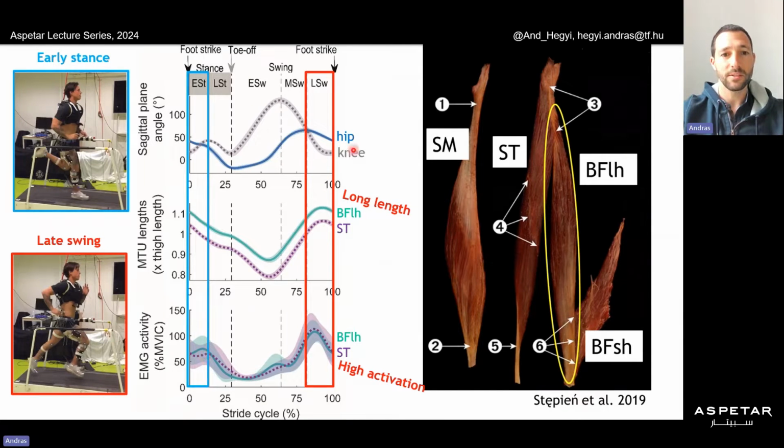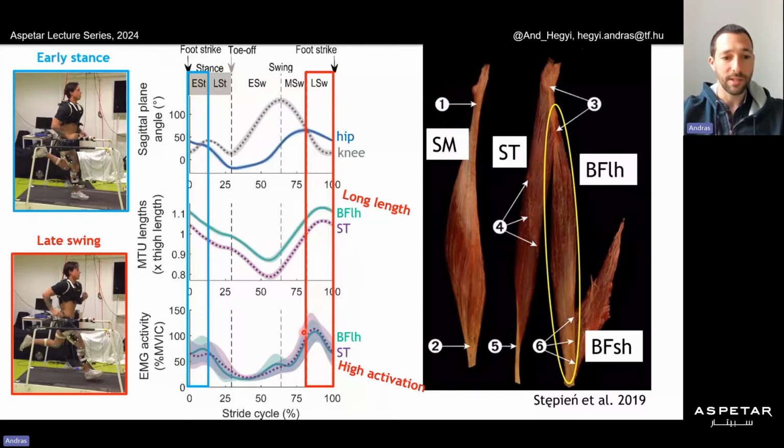What we can see on the top curves are the hip and knee angular displacements, which are the joints crossed by hamstring muscles. And from these, we can calculate the muscle tendon lengths of these muscles. For example, here we have biceps femoris and semitendinosus. And we can notice that in this phase of the running cycle, these muscles are very, very long. Okay, so we have long muscle length.